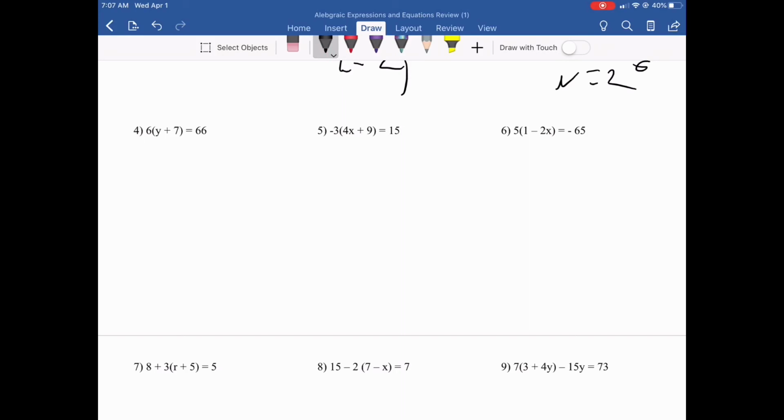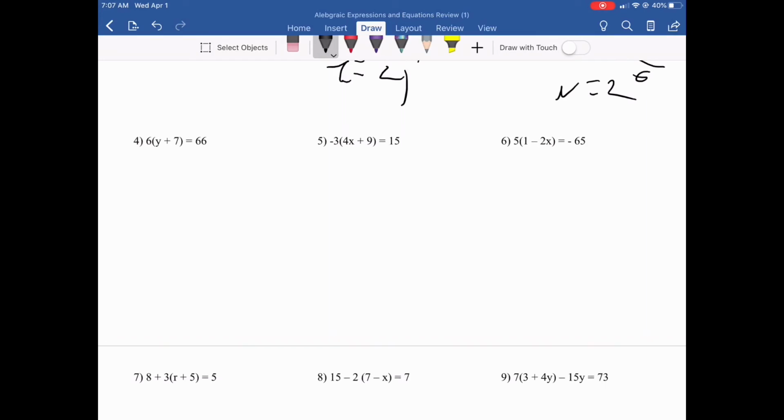So we have 6. Remember PEMDAS. So what we'll do first, out the parentheses. I cannot add up what's inside parentheses because they're not like terms, but I multiply. So 6 times x, 6x, 6 times 7, 42 equals 66.